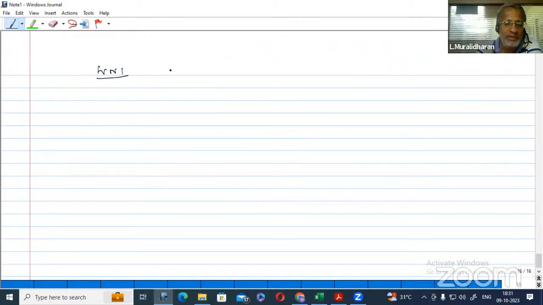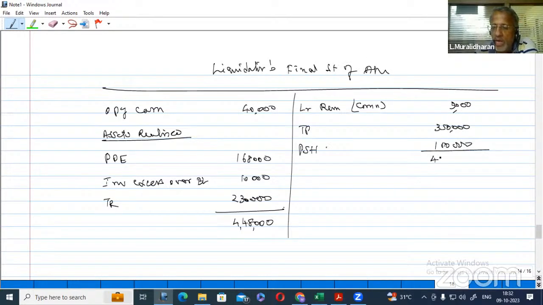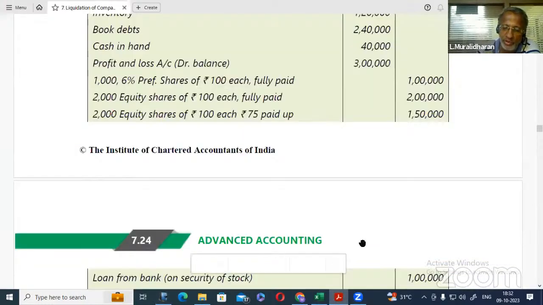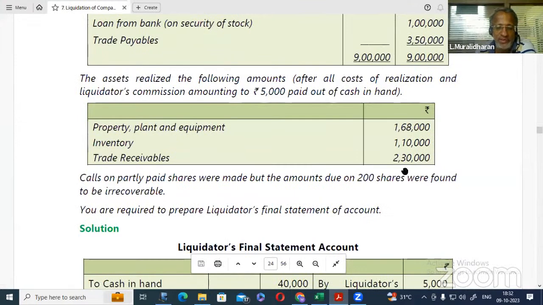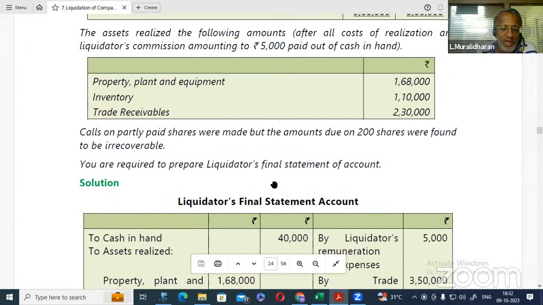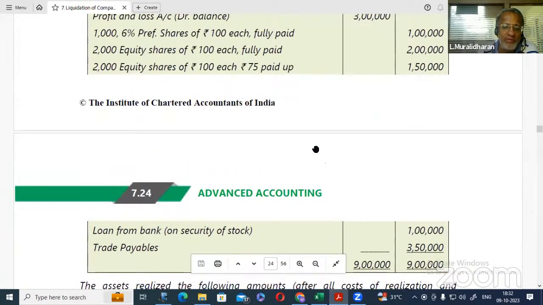So you have receipts to the extent of 448. You have payments that you got to make, 455,000. So therefore, a 7,000 shortfall you have. We will not be in a position to make this 7,000. And calls in arrears that you have 2,000 at the rate of 25. Here they have mentioned where you cannot realize the sum from 200 members, that we will take care. So only for 1,800 they are bringing out, but in your computation, we will find out how much money that we can realize.